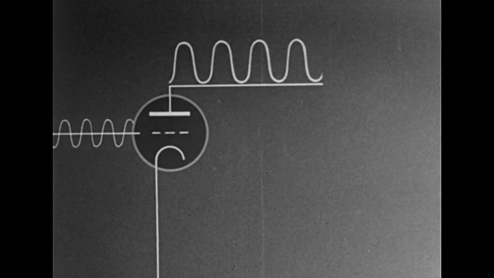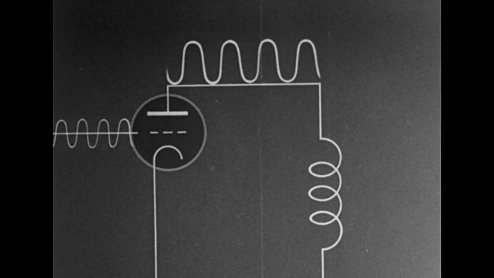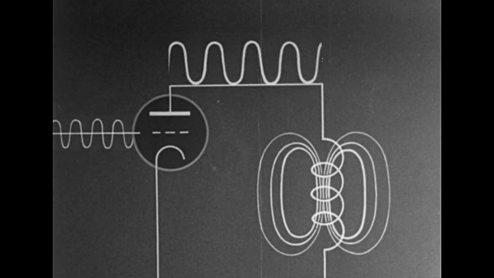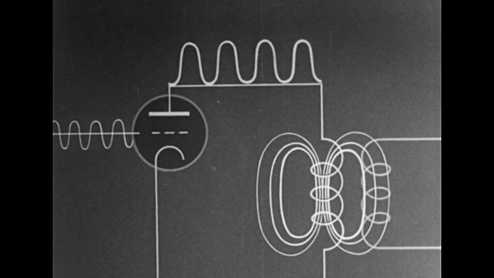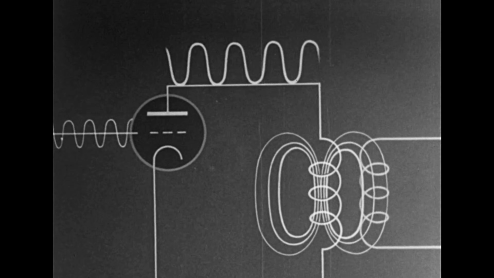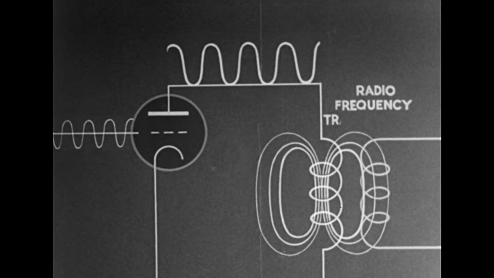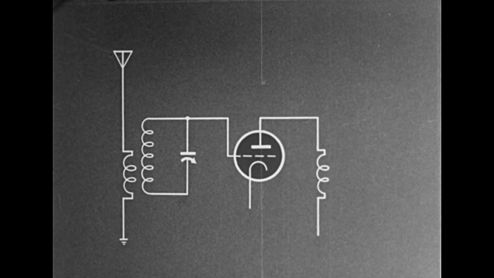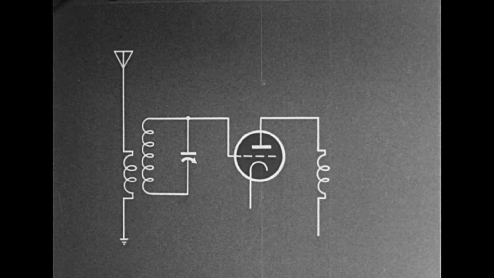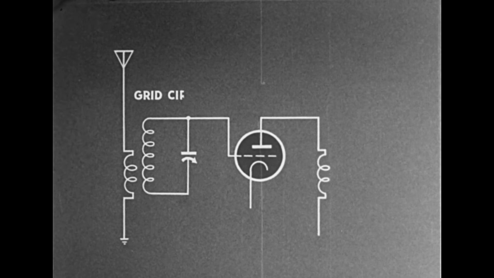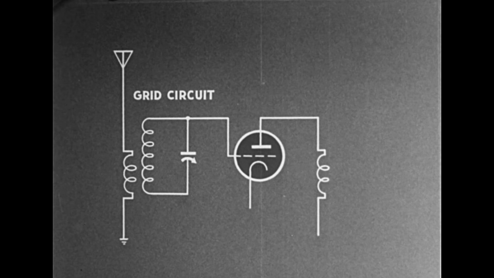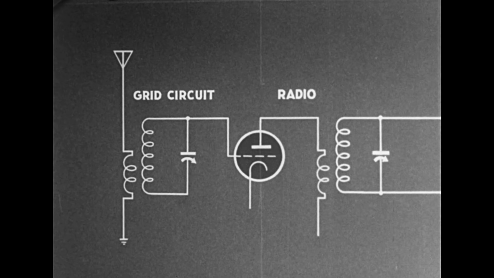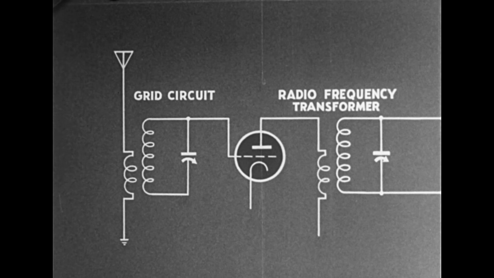If the plate current is passed through a coil, current flowing through the coil sets up a magnetic field about it. Another coil may be added, the two constituting a radio frequency transformer. Here we see the first stage of a tuned radio frequency amplifier with grid circuit and tube. The plate coil is the primary of a radio frequency transformer. The secondary of this transformer is tuned by a variable condenser.